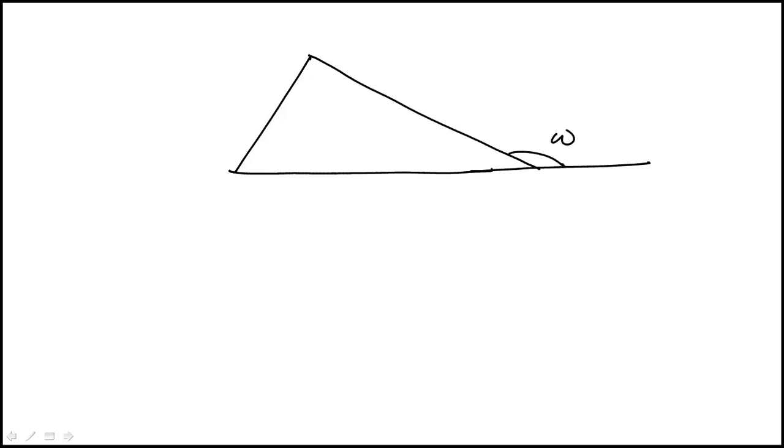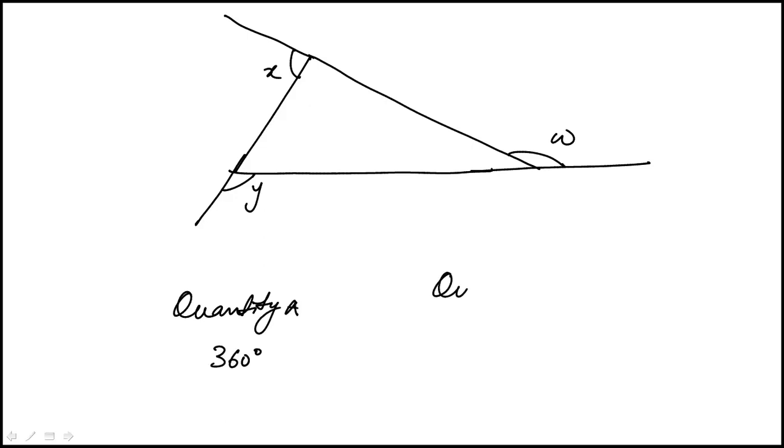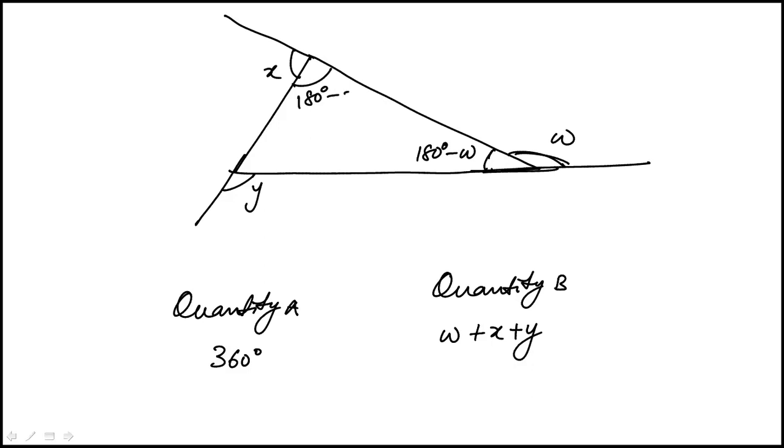So this is given as w, this is given as x, and this is given as y. And you're given quantity A, so this is a comparison, is 360 degrees, and quantity B is w plus x plus y. So here we're going to apply the rule that if this is a straight line and this is w, this angle would be 180 minus w. And this angle would be 180 minus x, same thing, and this is 180 minus y. Which means that all these three internal angles have to add up to 180.